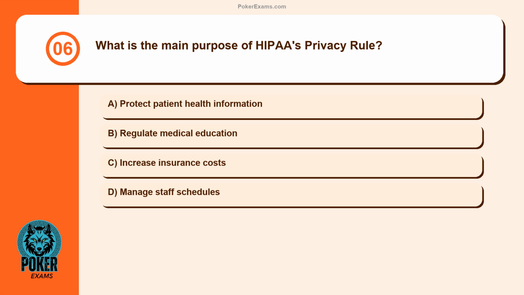Question 6. What is the main purpose of HIPAA's privacy rule? Protect patient health information, regulate medical education, increase insurance costs, manage staff schedules.